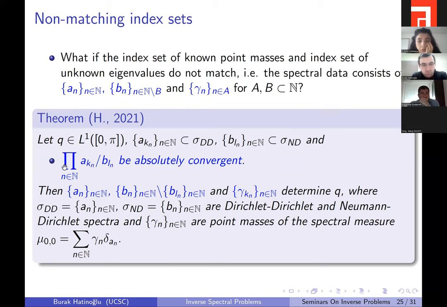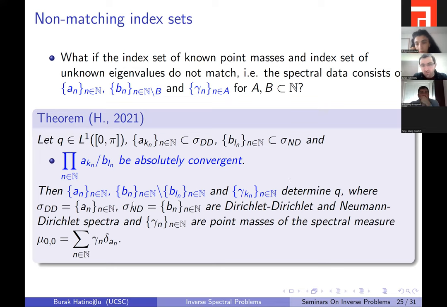So here, what we need is the following extra condition. Here, A sub K n denotes the indices at which we also know the norming constants. And B sub L n is the subsequence on which we don't know the eigenvalue. So we don't know B sub L n. And in this case, if this ratio is absolutely convergent, and by absolutely convergent, I mean this general term A K n over B L n minus one is absolutely summable, then this data uniquely determines the potential.